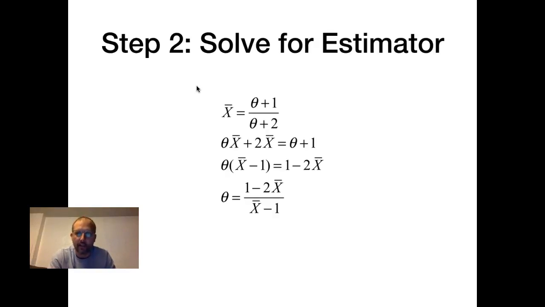Now that I have this expected value, I want to simplify the equation using algebra to solve for theta in terms of the expected value. When I do that, I get theta equals 1 minus 2 times the expected value, divided by the expected value minus 1. That's our equation for the estimator.